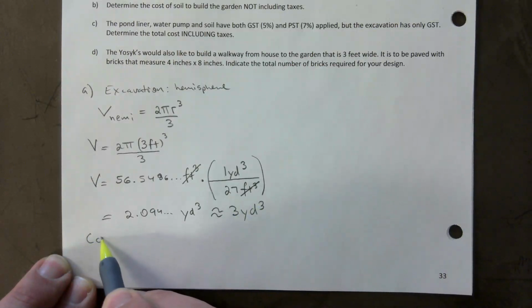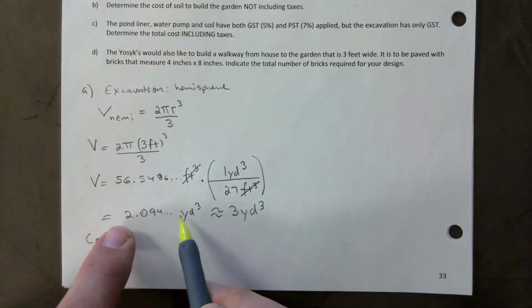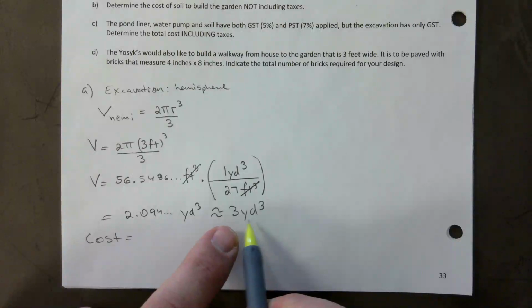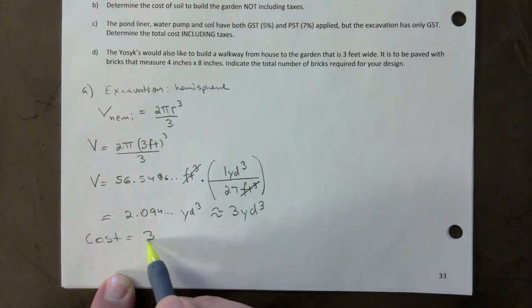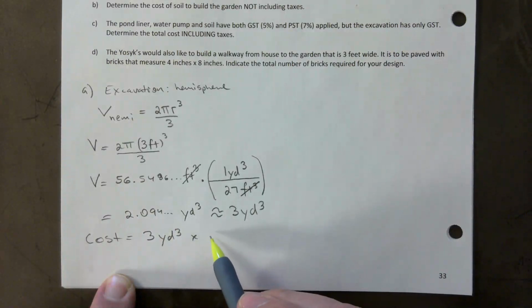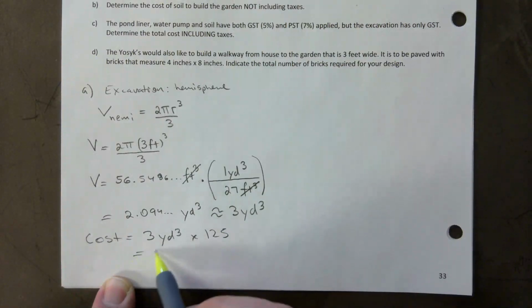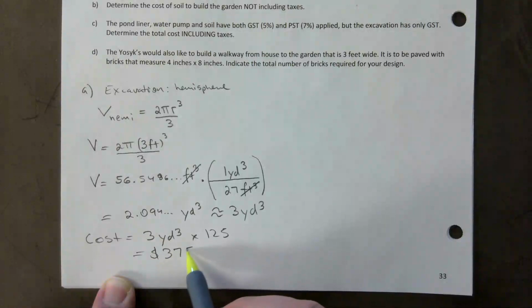Now we're ready for the cost. Only now. It's assumed that we only go per cubic yard. So we're going to go 3 cubic yards times, what is it? 125. And that's 375. No taxes yet, right?